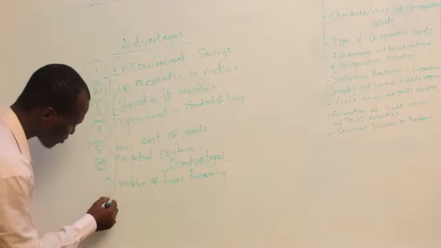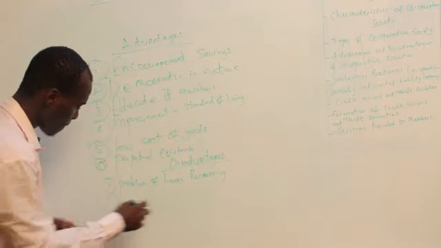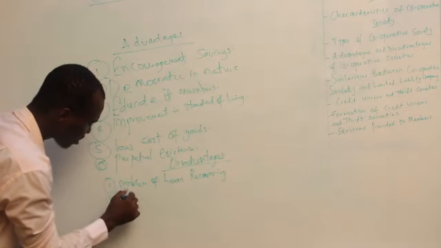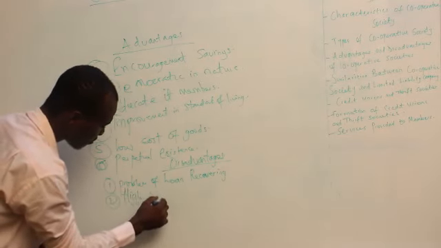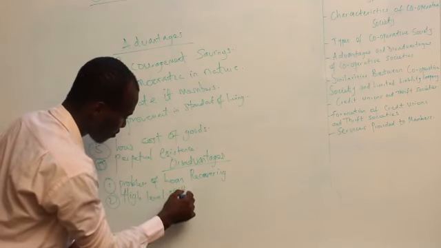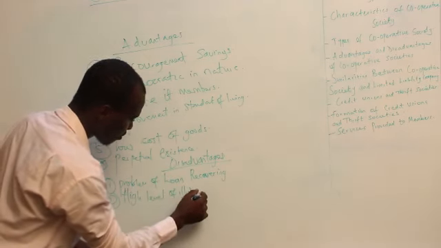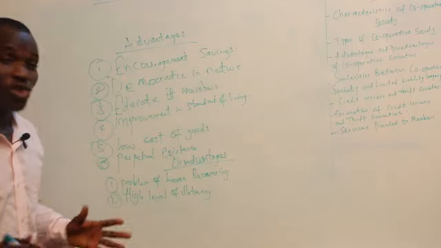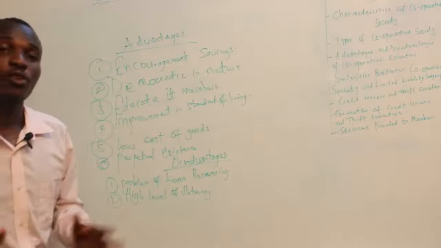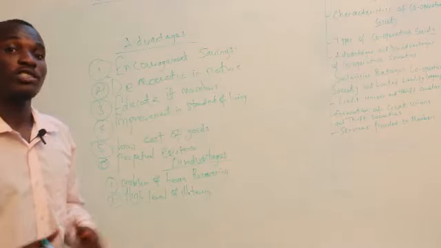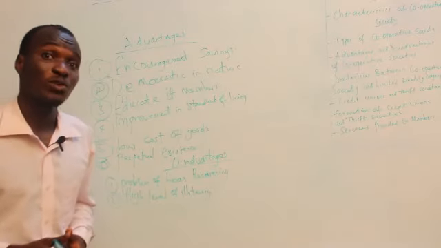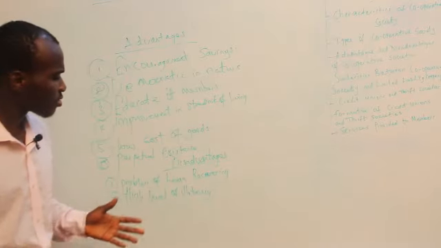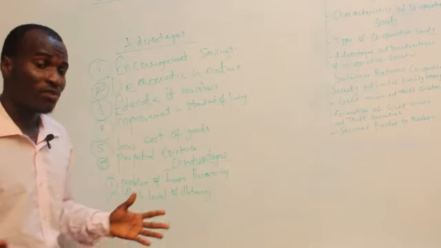Now we're going to talk about illiteracy, the high level of illiteracy among its members. The majority of the members of the cooperative society are usually illiterate, in such a way that most of them do not know the purpose of forming such an organization. So that also serves as a disadvantage to the cooperative society.